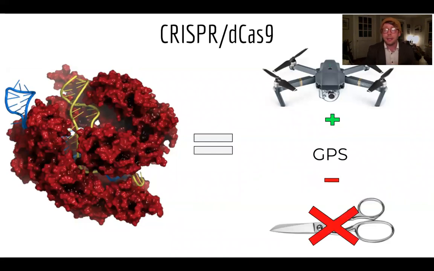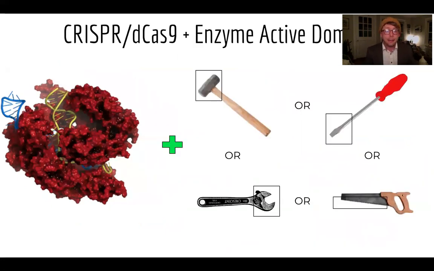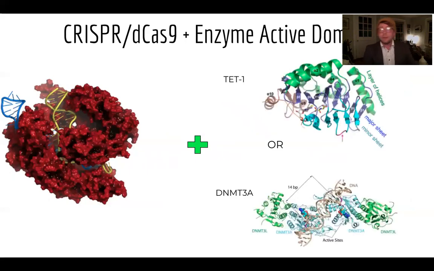For my application, I use CRISPR dCas9. It's got the same drone functionality, you can program the location, but it has no scissors. So what can I do with this enzyme? And the answer is anything that I program it to do. So in reality, we programmed our Cas9 with a DNMT3A active site or active domain.